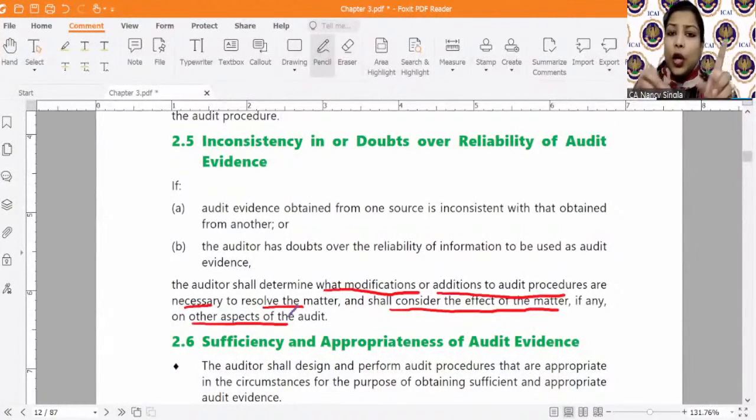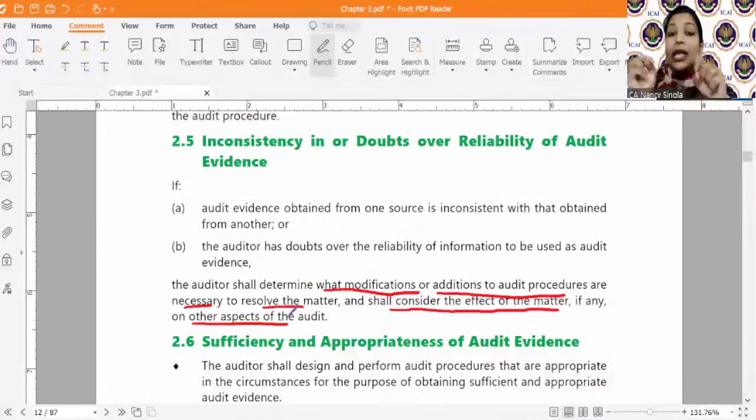He may come across audit evidences that are supporting each other. For example, one evidence is showing that the debtor balance is 10 lakh and the other evidence is also showing that the debtor balance is 10 lakh. So I can say these evidences are supportive. They are corroborative. What is the dictionary meaning of the word corroborative? Support, supportive. So they are supporting each other. The two evidences with respect to a single assertion may support each other. That is, they are corroborative in nature.